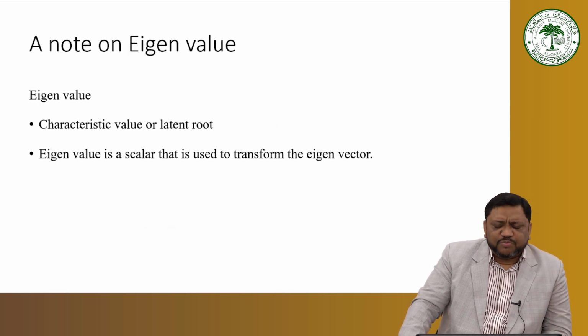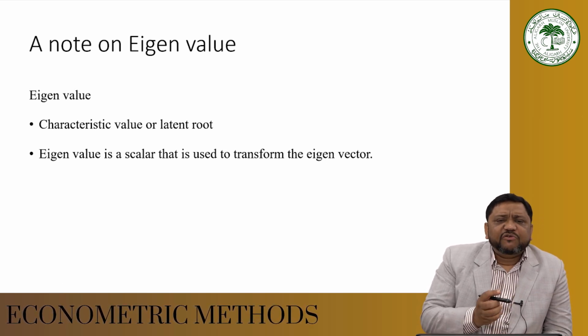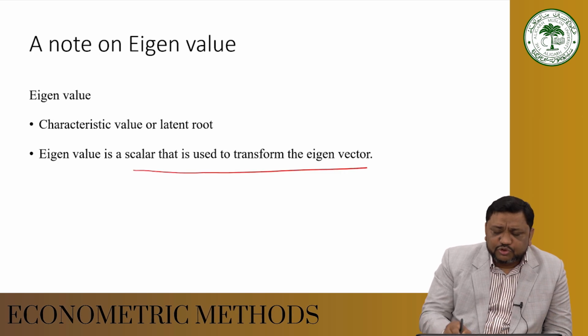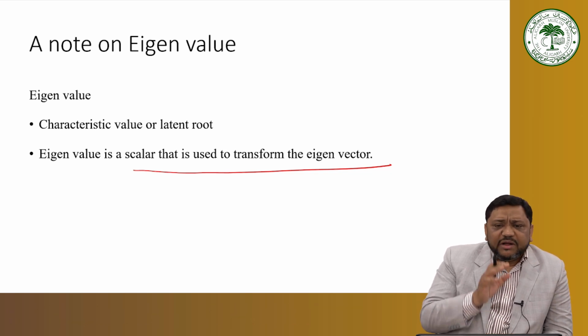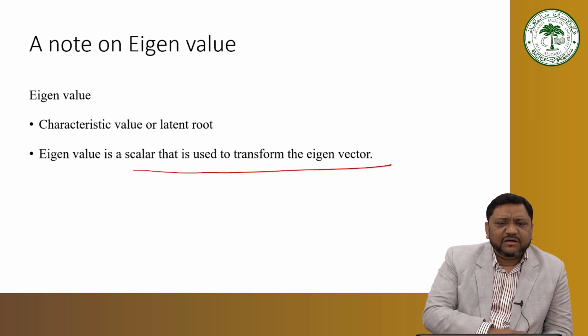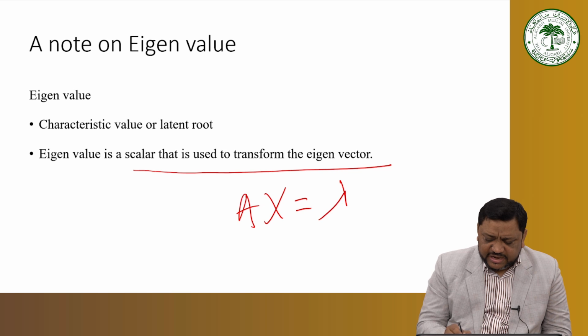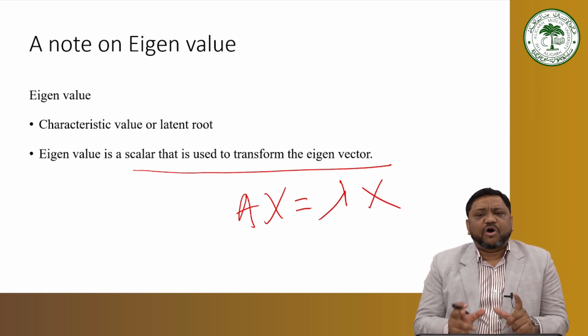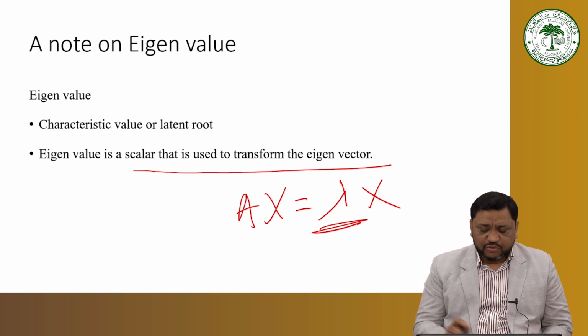Now a small note on eigenvalue. Eigenvalue is also referred to as the characteristic value or the latent root. Eigenvalue is basically the scalar that is used to transform the eigenvector. Like Ax is equal to lambda x. So here the scalar value lambda is an eigenvalue of A. If Ax is equal to lambda x, then the scalar value lambda is an eigenvalue of A.